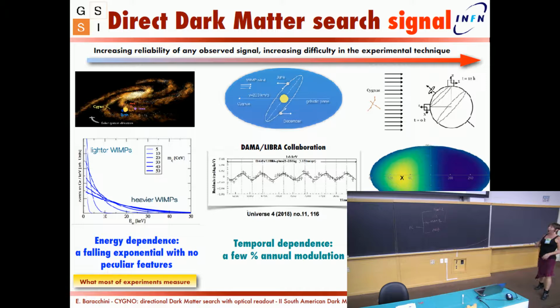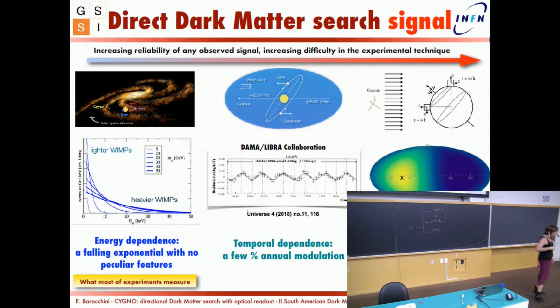Another thing is, why do we think we can see dark matter? Because we are moving around the center of the galaxy, no? But the Earth is also moving around the sun. So for half of the year you sum the velocity of the Earth with the motion of the sun, and for the other half of the year you subtract it. What this induces is a temporal dependence, a few percent annual modulation, which is actually what the DAMA claims come from, okay?